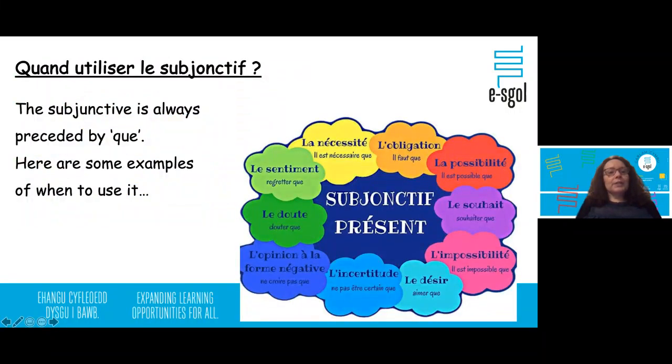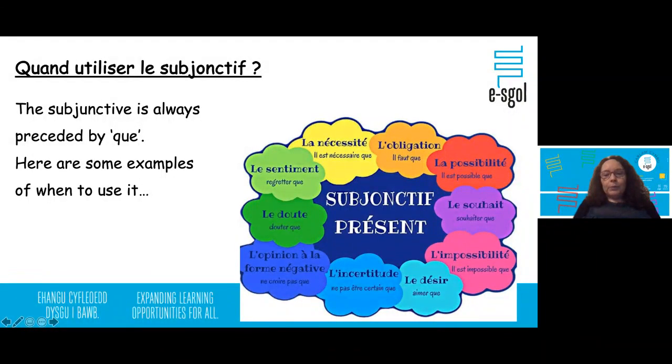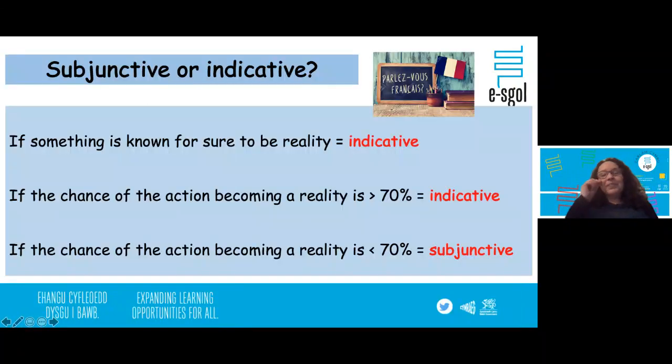The subjunctive is always preceded by que. And this little image here just gives us some idea of the types of things that you would use it for. So, for example, le doute, l'opinion à la forme négative, l'incertitude, le désir, l'impossibilité, etc. So they give you examples there.